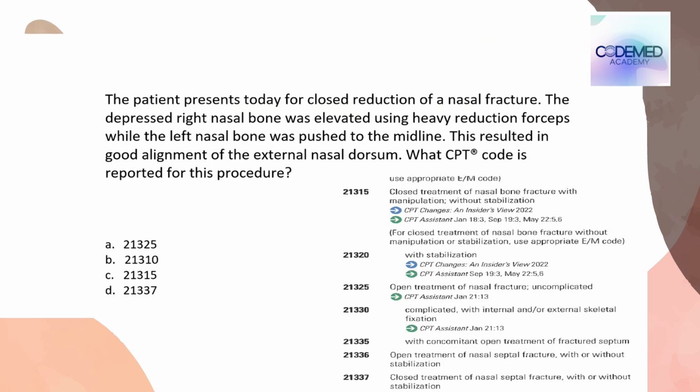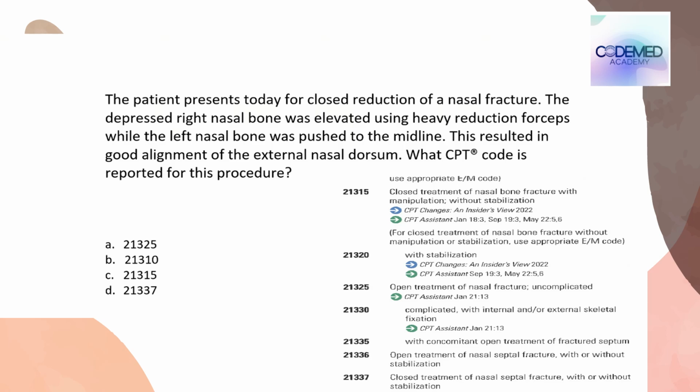The patient presents today for the closed reduction of the nasal fracture. The depressed right nasal bone was elevated using the heavy reduction forceps, while the left nasal bone was pushed to the midline. This resulted in good alignment of the external nasal dorsum. What CPT code is reported for this procedure? Now see all the codes.